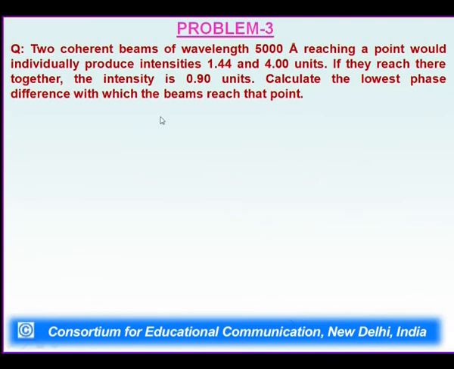Next, problem 3. Two coherent beams of wavelength 5000 angstrom reaching a point would individually produce intensities 1.44 and 4.00 units. If they reach there together, the intensity is 0.90 units. Calculate the lowest phase difference with which the beams reach that point. It means we are calculating the phase difference.